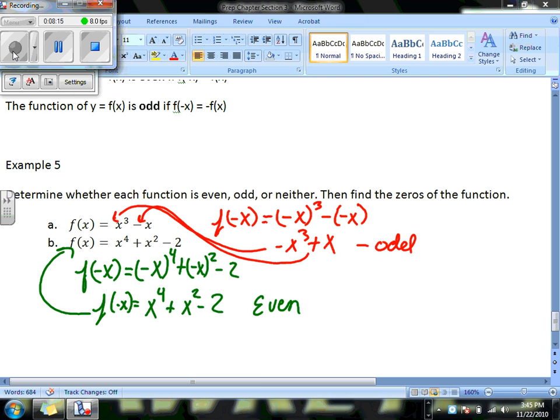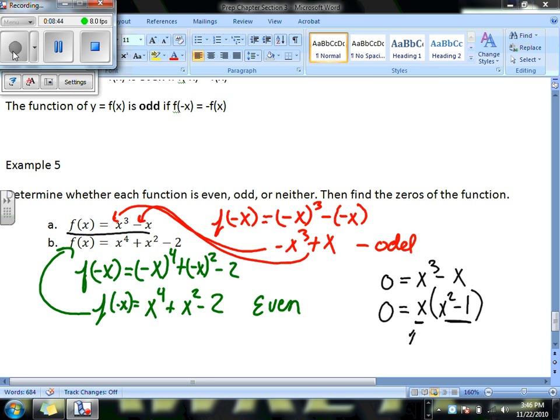Now the second part of the direction is to find the zeros. To find the zeros in an equation, we're just going to set the equation equal to 0. That's what they want. They want to know when the function equals 0. So we're just going to say 0 equals x cubed minus x. We're going to pull an x out. Because they both have a shared term of x, we'll have x squared minus 1. So here we set both of these equal to 0.